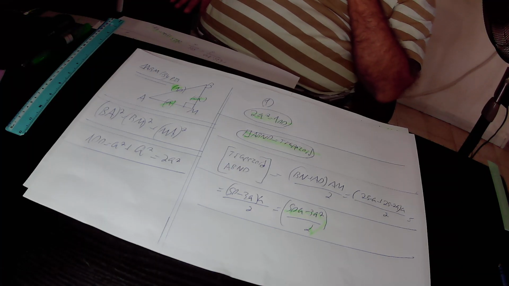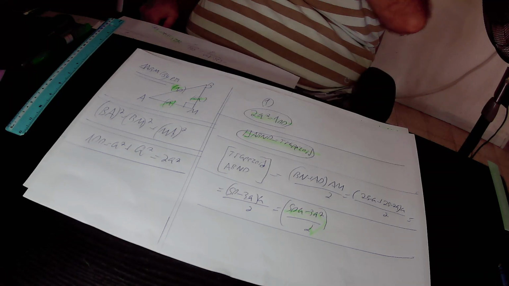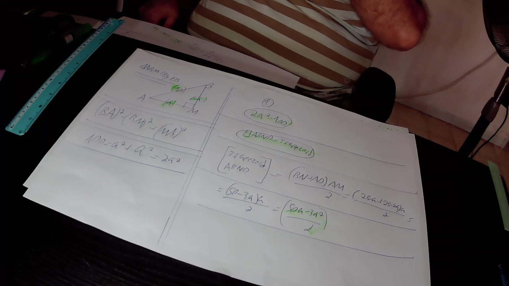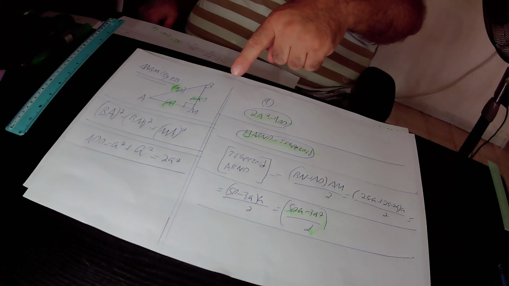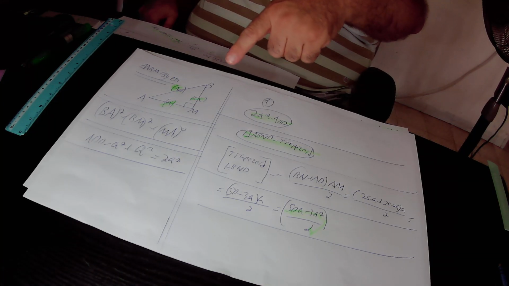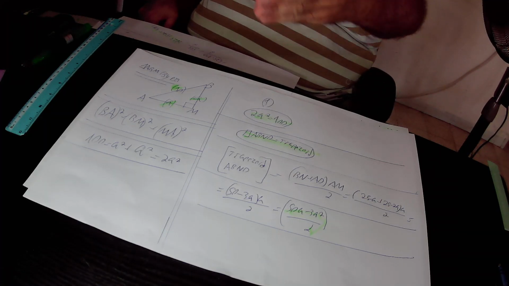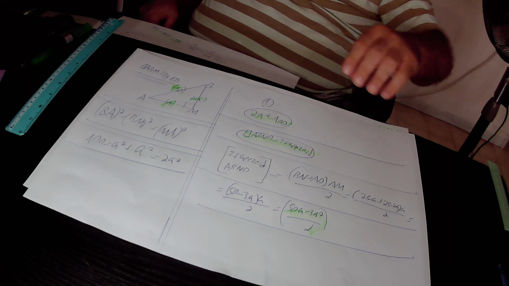In this right triangle ABM, according to the Pythagorean theorem, BA squared, the square of the hypotenuse, equals BM squared plus MA squared. BA is 10, therefore BA squared is 10 squared, which is 100, and it equals BM squared plus MA squared. BM is a, therefore BM squared is a squared. MA is a, therefore MA squared is a squared. So in total, 100 equals a squared plus a squared, which is 2a squared. So we found out that 2a squared equals 100.